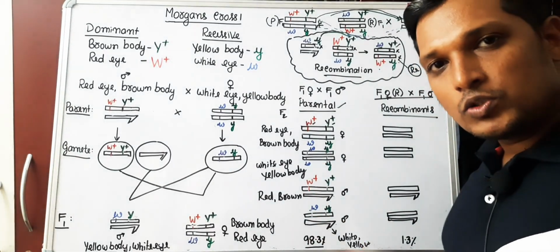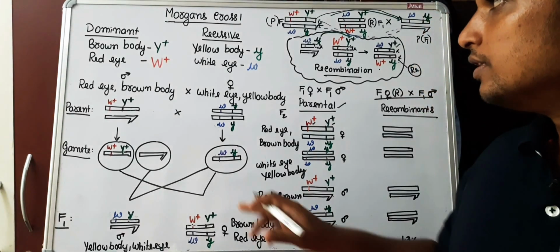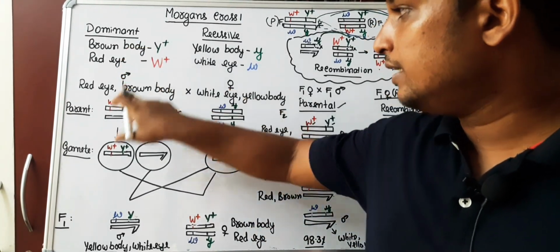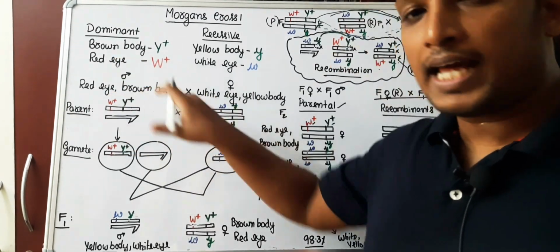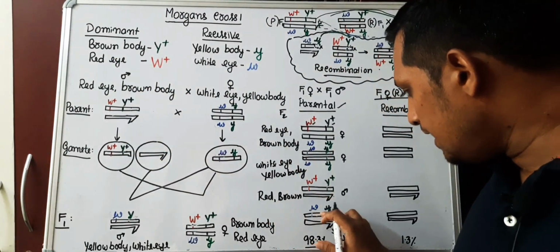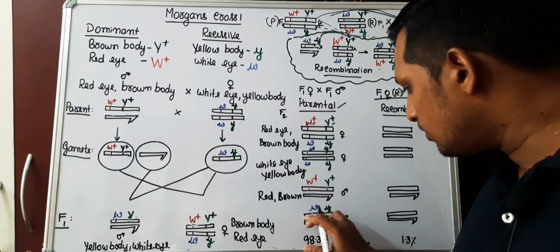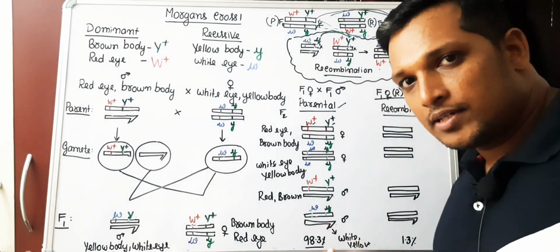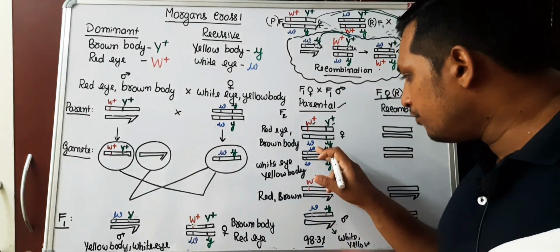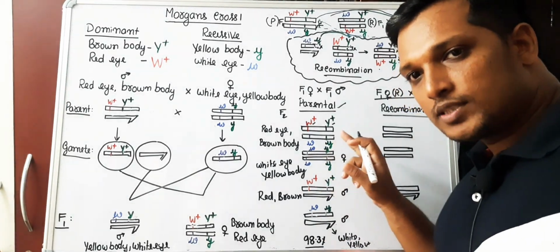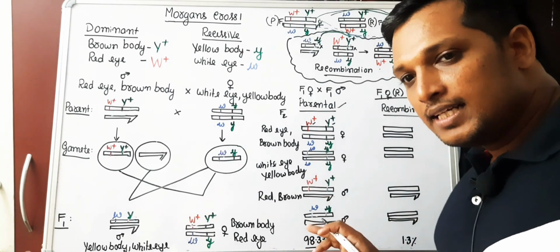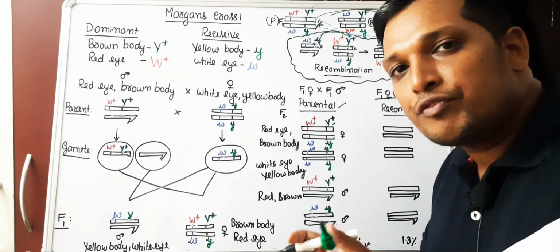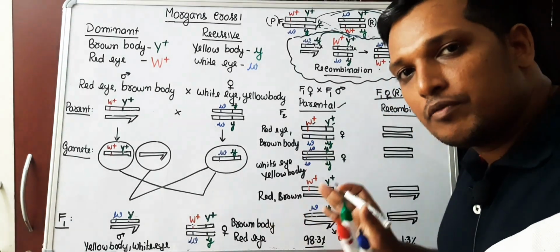What was the conclusion? Conclusion was gene for brown body and red eye, or gene for body color and eye color, was located very close to each other on same chromosome. If they are located very close to each other, they are said to be tightly linked. So gene for body color and eye color was a tightly linked gene, they do not separate during meiosis. Possibility of separation of these two genes is very less.